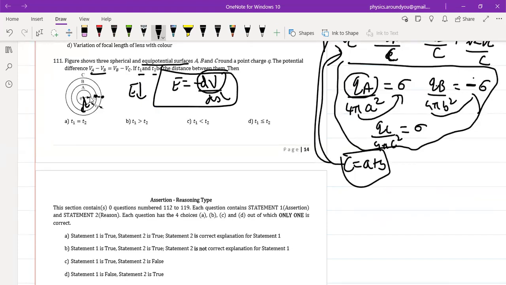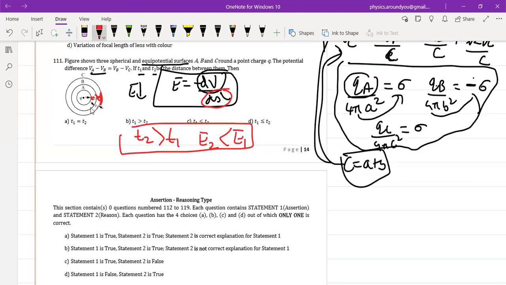Why? VA minus VB is the same as VB minus VC. The delta V is the same for both of them. Here and here, the delta V is the same. But how do I make the field over there weak and the field nearer strong? Only with the help of thicknesses T1 and T2. So if T2 is greater than T1, then the field at 2 is going to be lesser than the field at 1, because I know as I go away from the charge, the electric field should reduce.